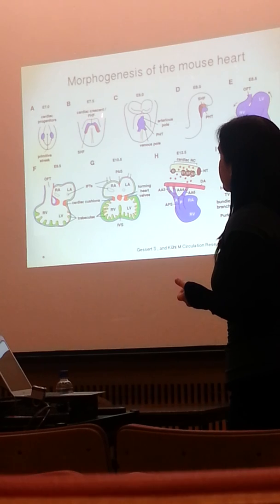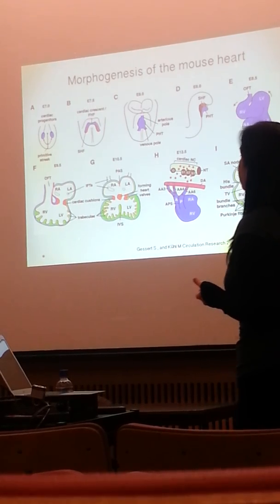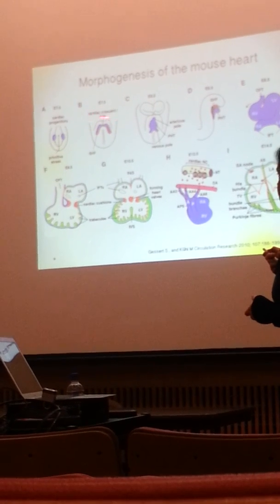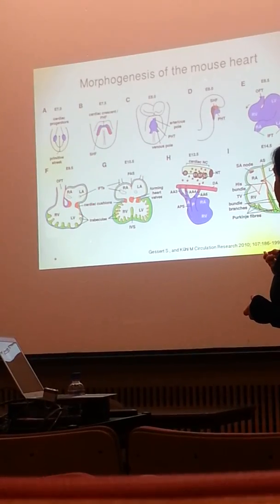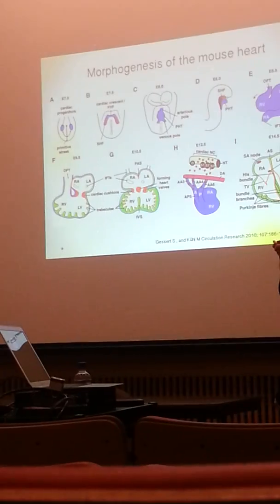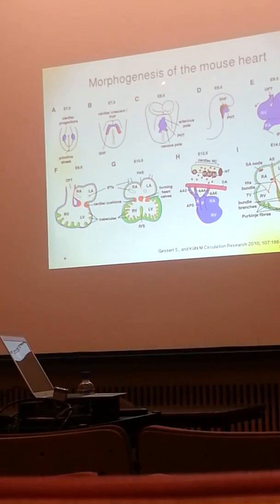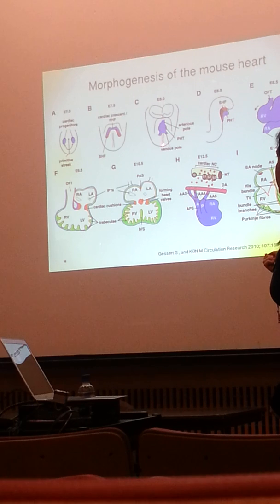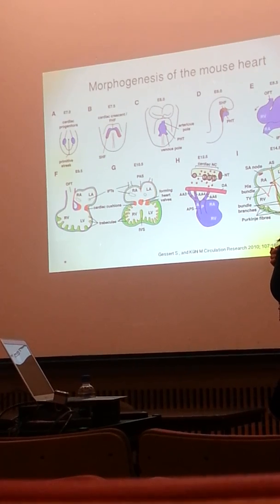This cardiac crescent at 7.5 days of development is together here, forming a U shape. Then at 8 days of development, this cardiac crescent will fuse at the midline of the embryo and form a heart tube.